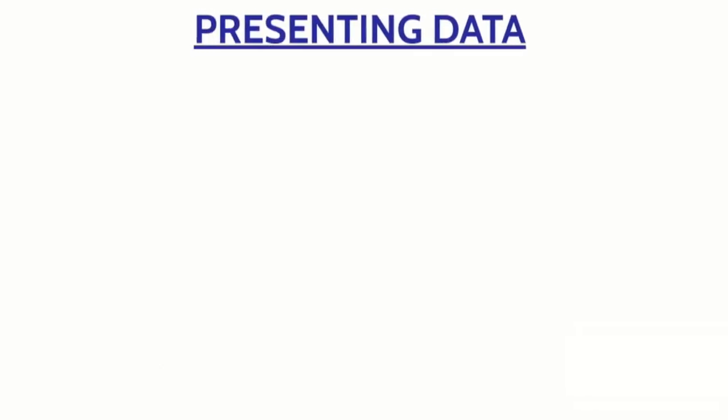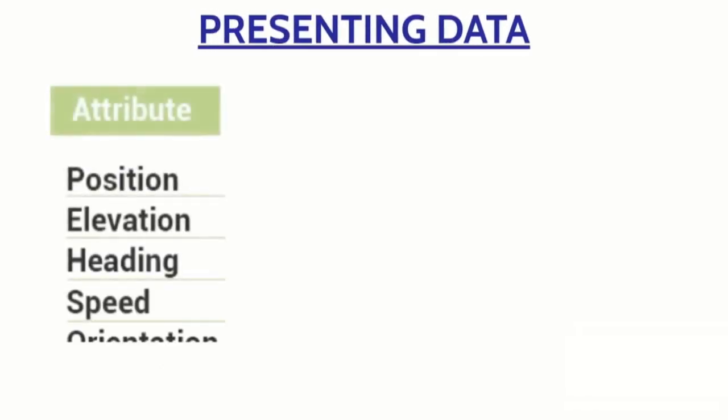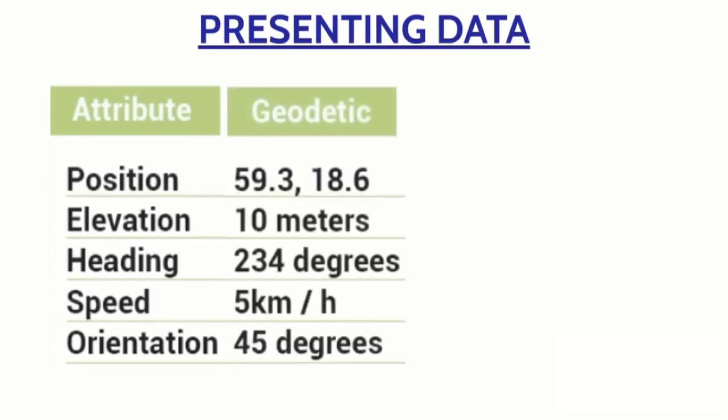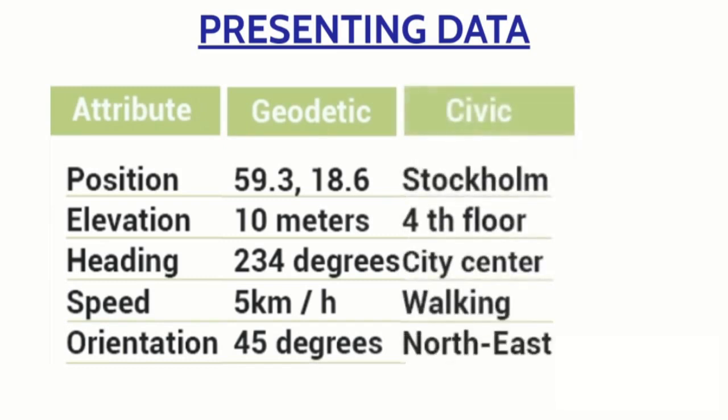User location can be presented in two ways, geodetic and civic. 1. The geodetic way to describe position refers directly to latitude and longitude. 2. The civic representation of location data is presented in a format that is more easily read and understood by the average person. Each parameter has both a geodetic and a civic representation.